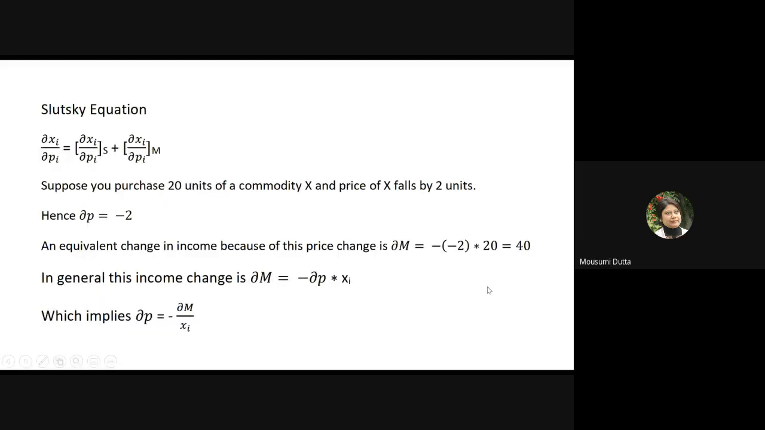I request everybody to sit with pen and paper because today also you need to write something. So as I told you, today I'll discuss the Slutsky equation.